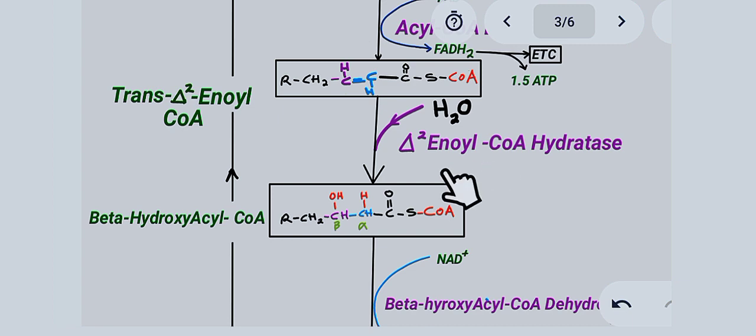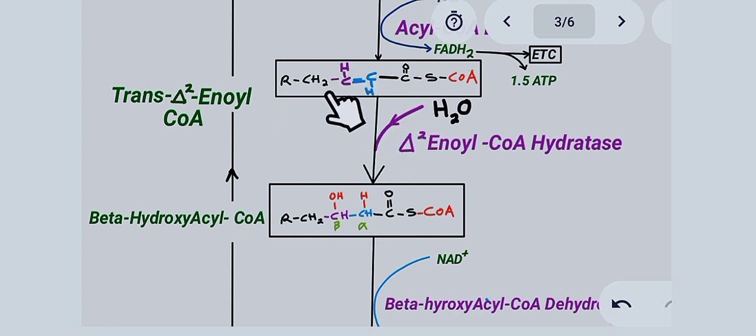Now, what enzyme is here? The enzyme that is here is called enoyl-CoA hydratase, or you can call it delta-2-enoyl-CoA hydratase. What is simply happening here is hydration. That's why this enzyme is called hydratase. What do we mean by hydration? We are simply adding water. So we are simply adding water here.